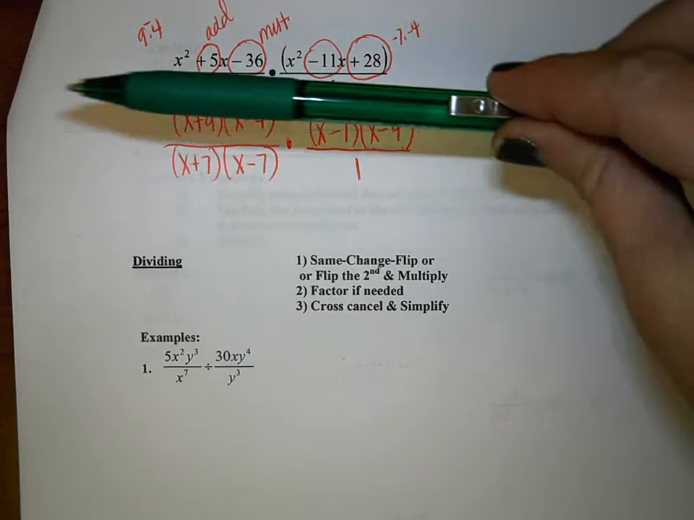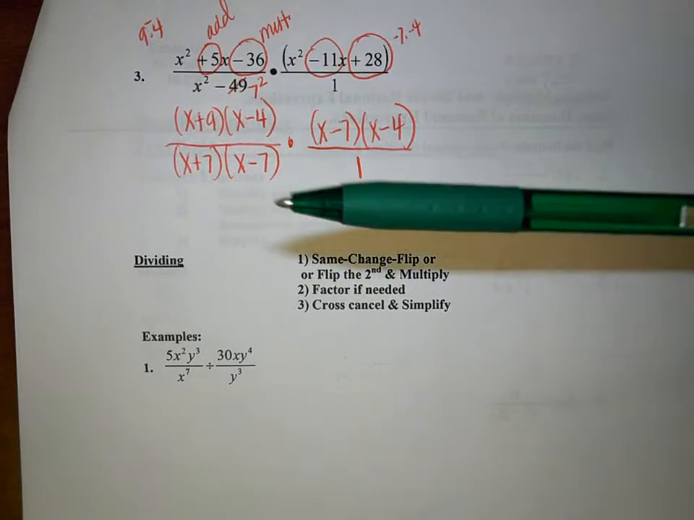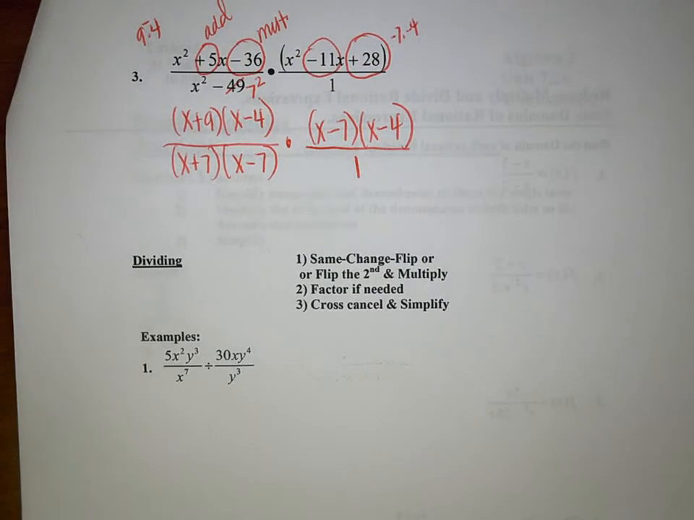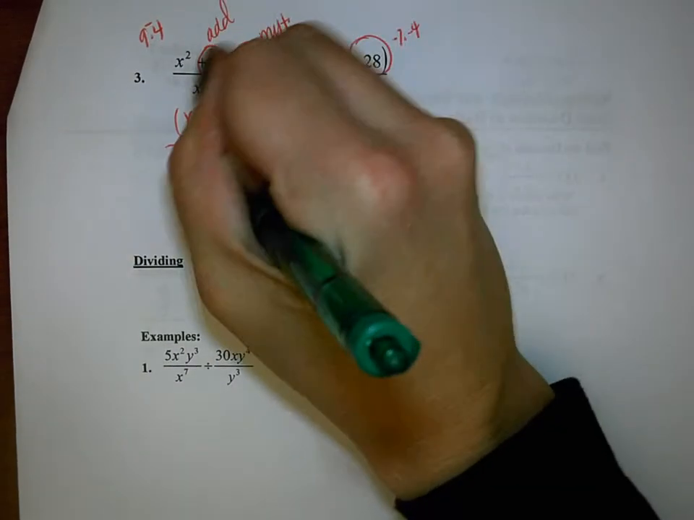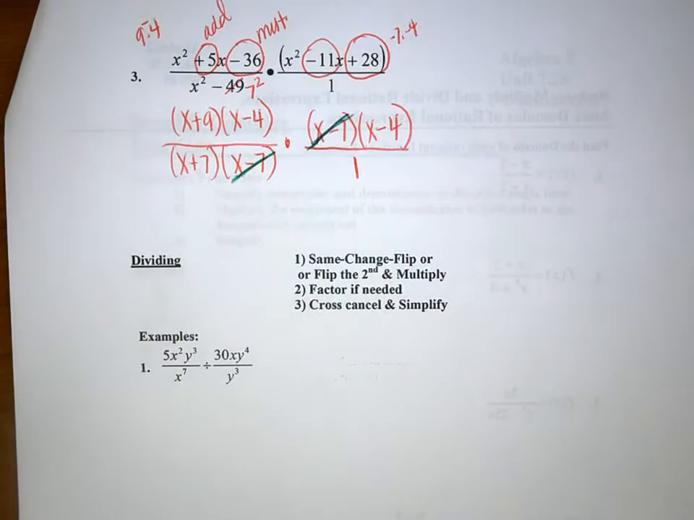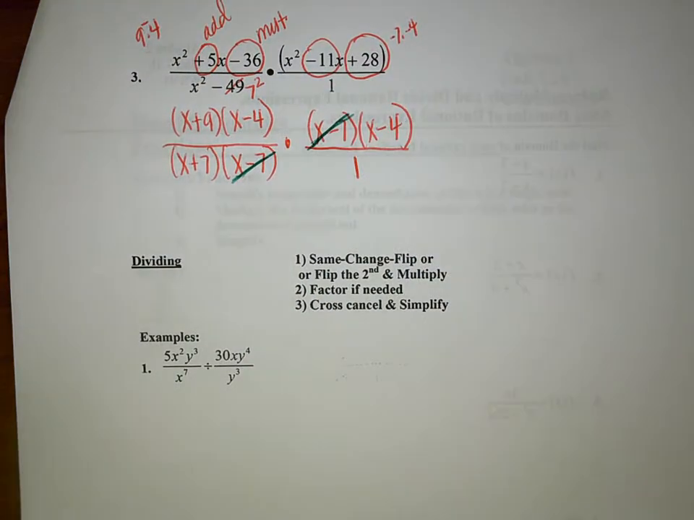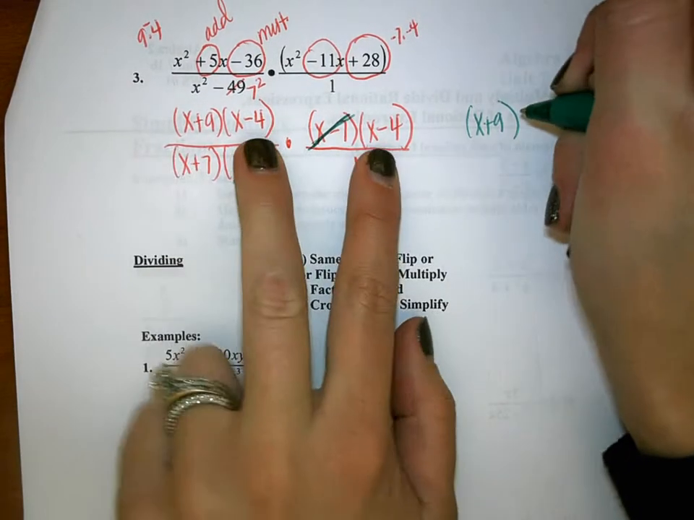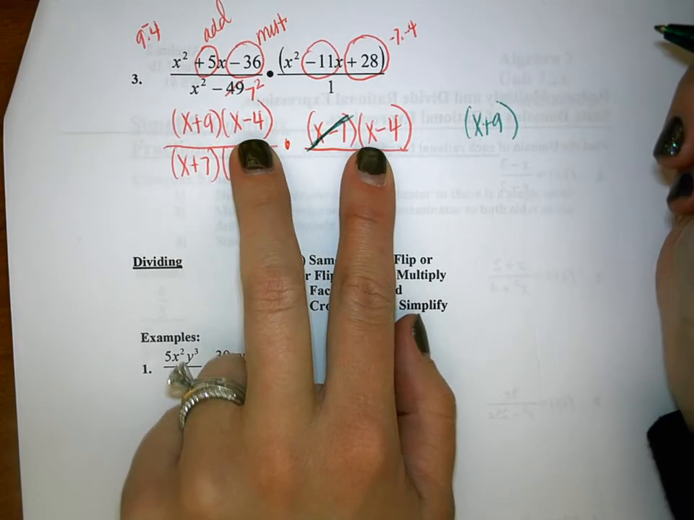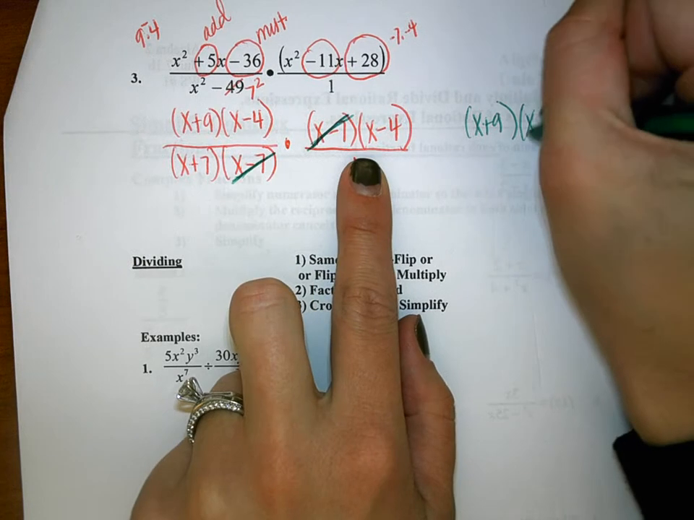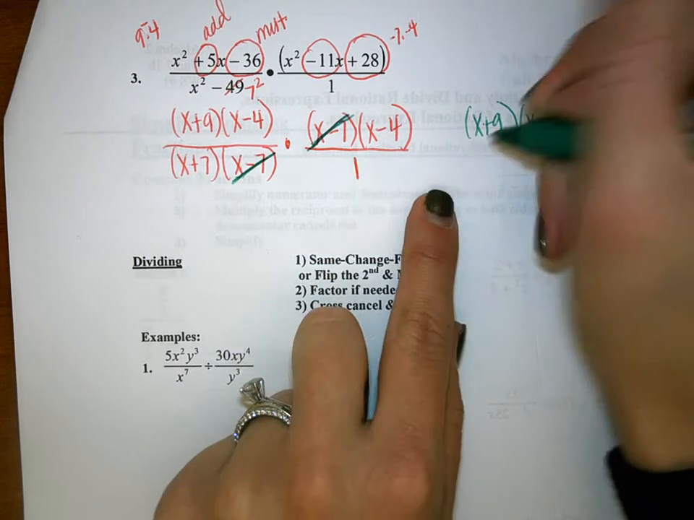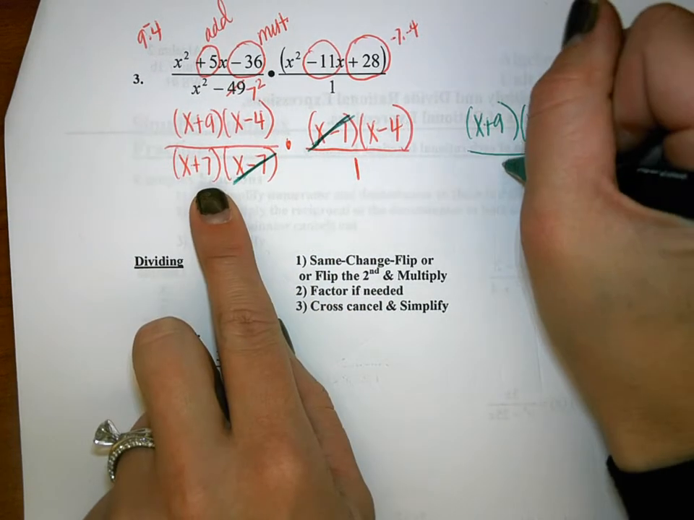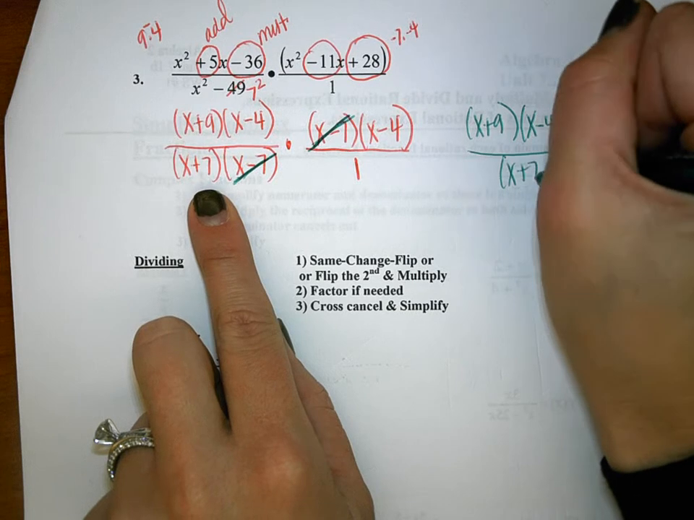Is there anything on the top that's exactly the same as something on the bottom? Yes, ma'am. x minus 7s. Good. Do we notice anything else? No. So we're going to write our answer. I have x plus 9. If I have 2 of the same thing, how will I write that? Squared. So I'm going to write x minus 4 squared over x plus 7. And that's your answer.